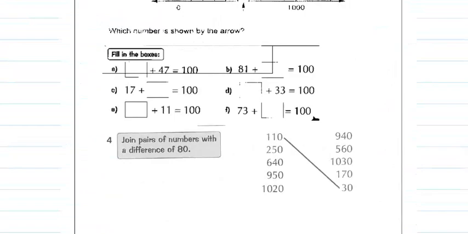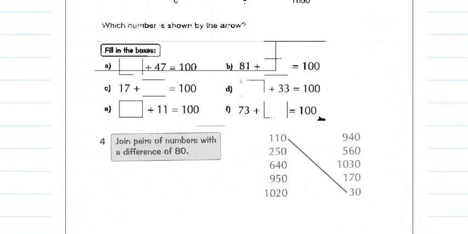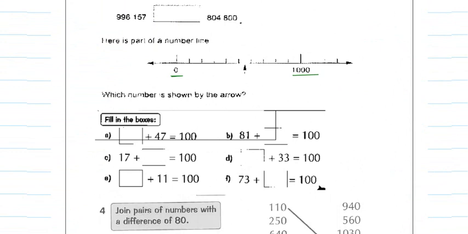On this number line, we will divide the distance from 0 to 2000 into 10 equal jumps. Let's check. 1, 2, 3, 4, 5, 6, 7, 8, 9, 10. It means that you will cut this 1,000 into 10 equal jumps. 1,000 divided by 10 jumps or 10 intervals.